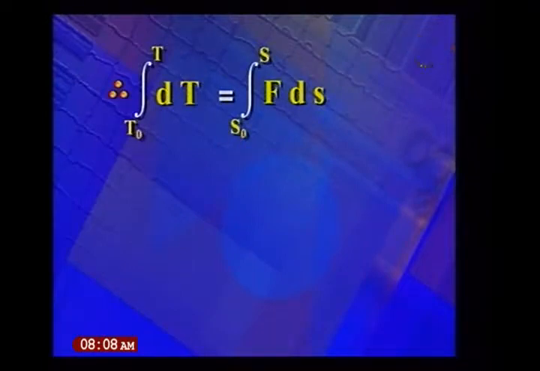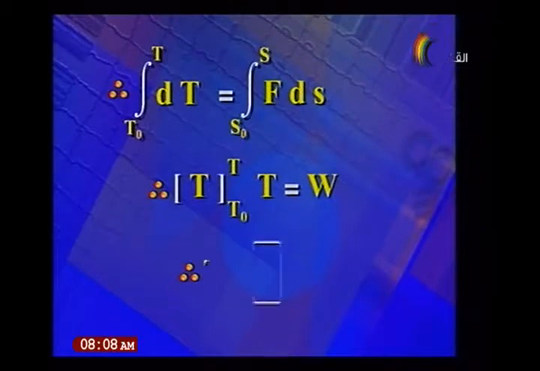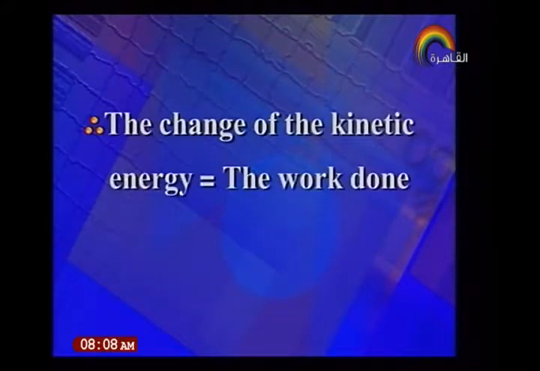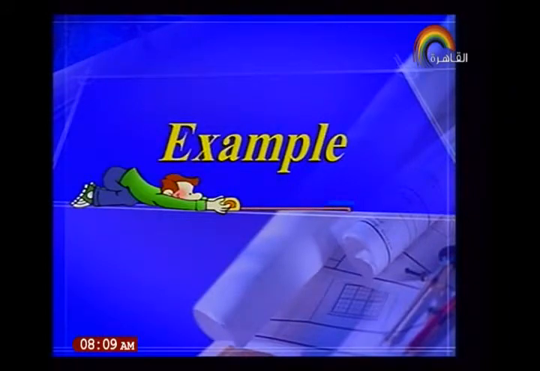By using integration on the left hand side and right hand side: the left hand side is kinetic energy, the right hand side is F ds. Then T from T naught to T equals W, or the work. Then the change of kinetic energy equals the work done. Dear student, now we move to an important example.